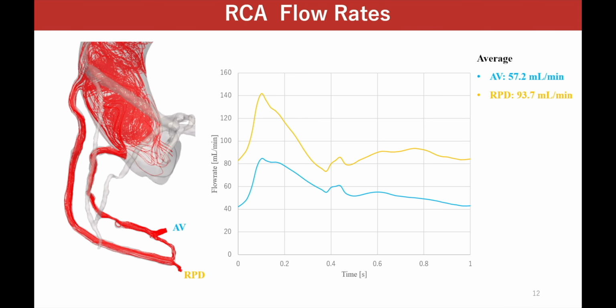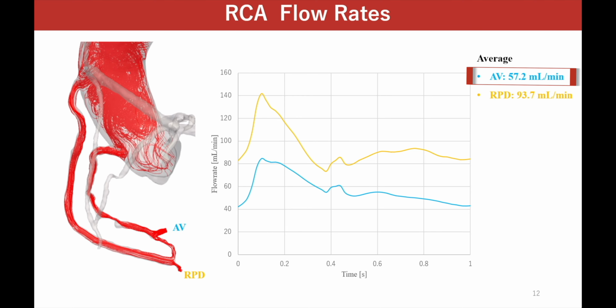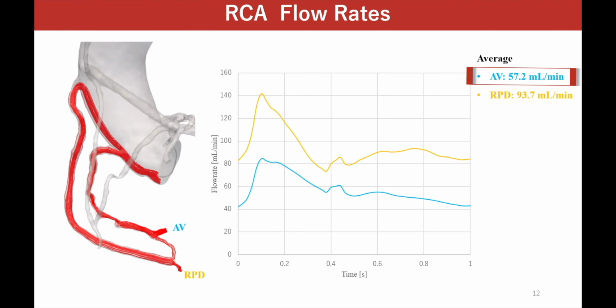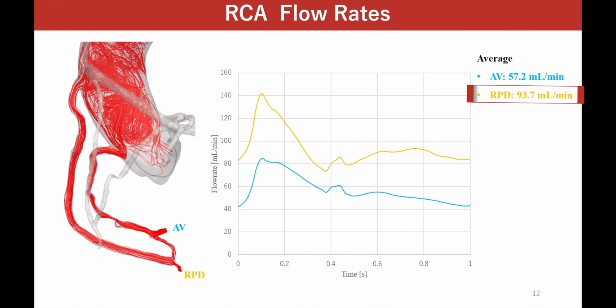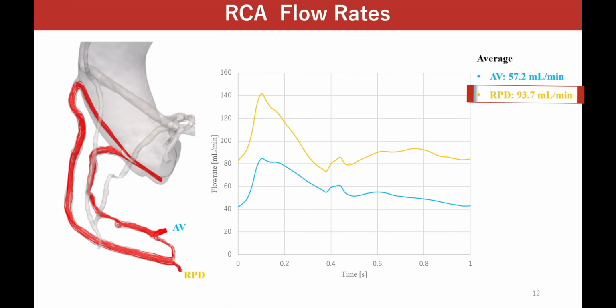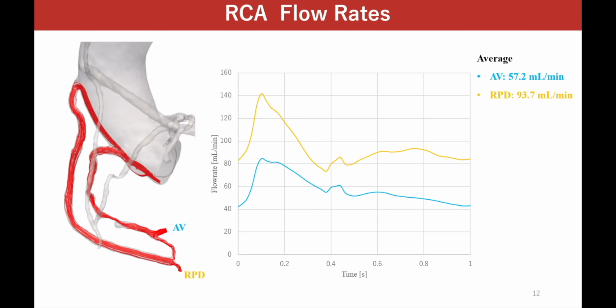The flow rate of the right coronary artery is presented in this graph. The average flow rate is 57.2 milliliters per minute in the atrioventricular nodal branch and 93.7 milliliters per minute in the right posterior descending branch. The flow rate changes through different parts of the cardiac cycle.